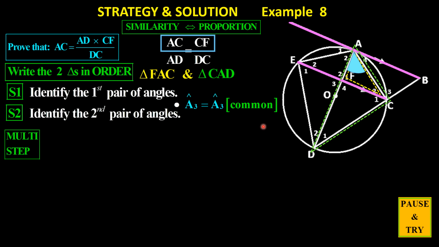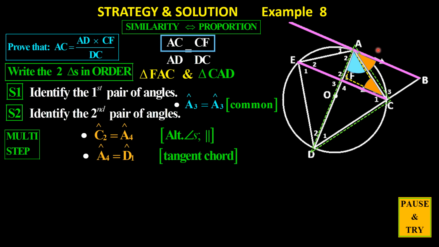We have C2. You see C2 is alternate to A4. We're using the parallel lines, right? So there's C2 and that is alternate to A4. What else do we know? What do you know about A4? A4 you can see is next to the tangent. So let's use the tangent theorem. So A4 is equal to angle D1, tangent chord theorem. So there we have two pairs of angles equal.